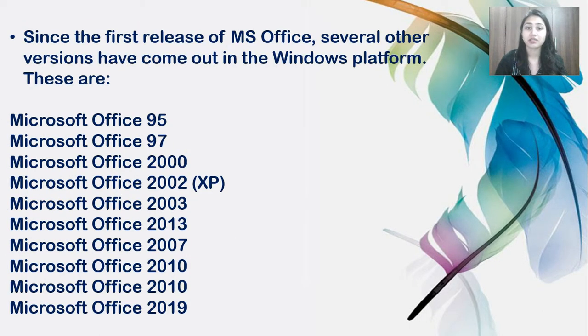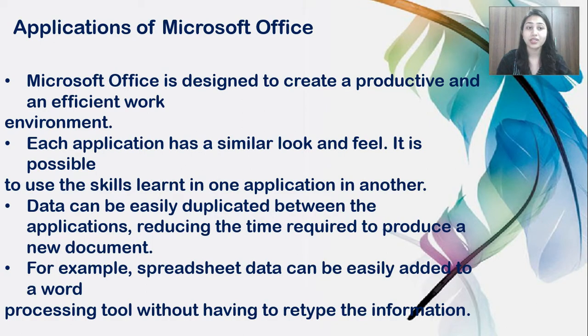Since the first release of MS Office, several other versions have come out on the Windows platform. So students, you can see here the first version of MS Office, and then you can see the different versions which are available in the market, right? Now you can see the latest version of MS Office is 2019. Okay. Now let's see, students, some applications of Microsoft Office.